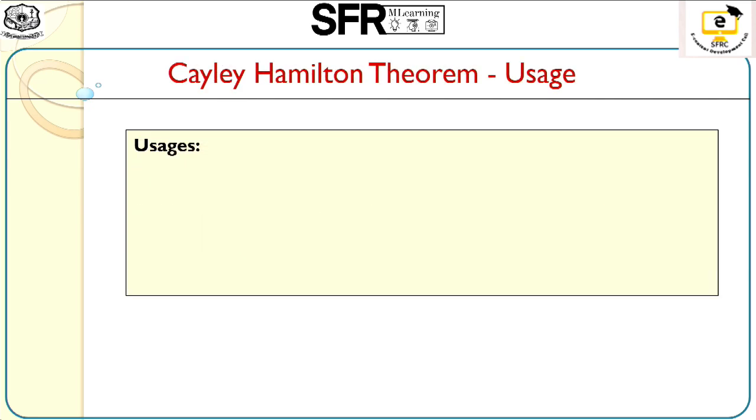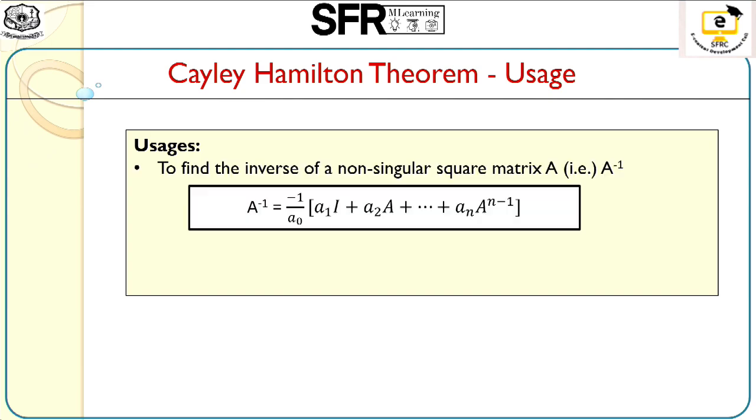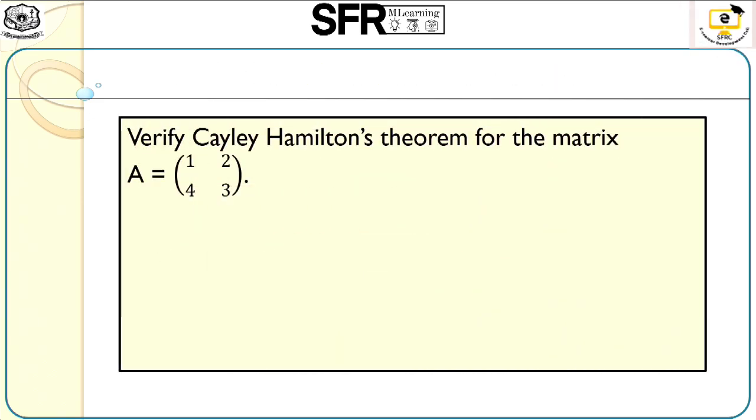Next, let us see its usage in matrices. What is the use of this theorem for finding some results in matrices? The first one is finding the inverse of a non-singular square matrix A, that is, finding A inverse. In previous classes we learned how to find A inverse by different methods. Here this is a new method by making use of the Cayley-Hamilton theorem. Another usage is finding the higher powers of A, that is, finding A squared, A cube, A power n etc. with the help of the Cayley-Hamilton theorem. Let us see these things with the help of some examples.